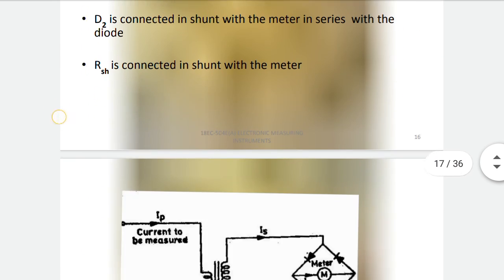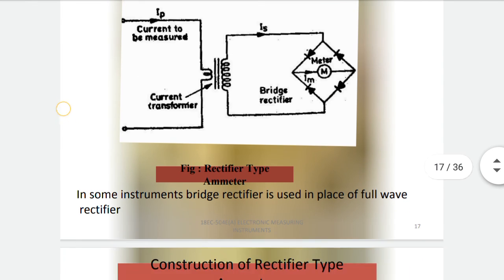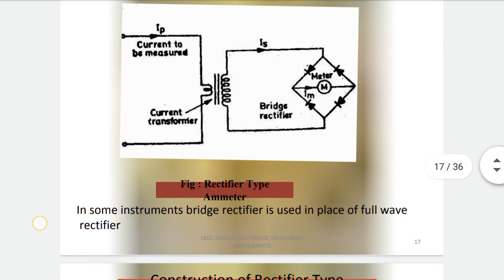Now coming to the rectifier type ammeter. Here we are using a current transformer, where the primary turns are fewer compared to the secondary turns; the number of turns, that is the number of windings, is very high on the secondary. Here a bridge rectifier is used. In some instruments, a bridge rectifier is used in place of a full wave rectifier for efficiency.